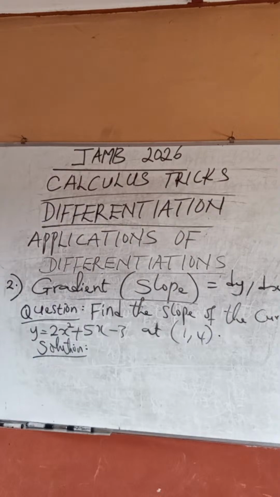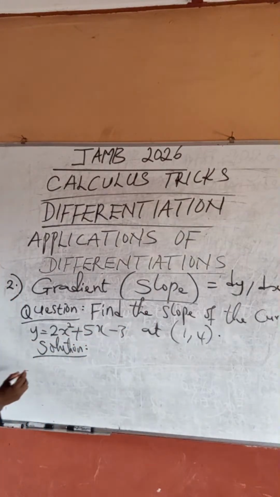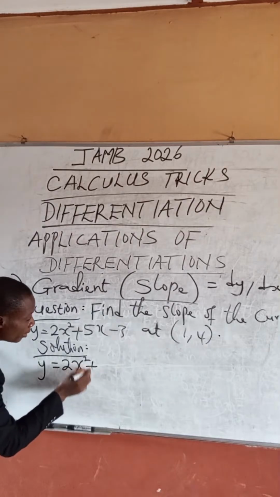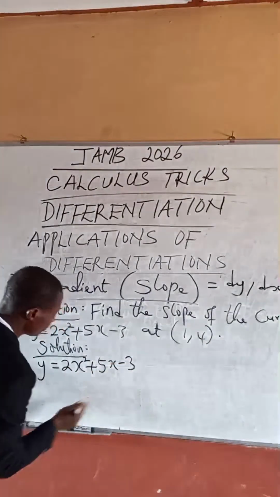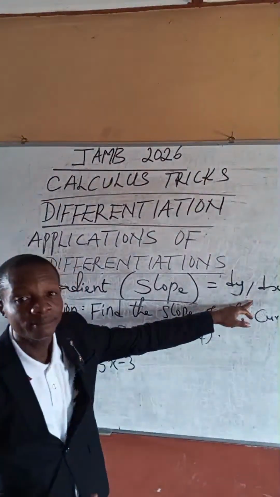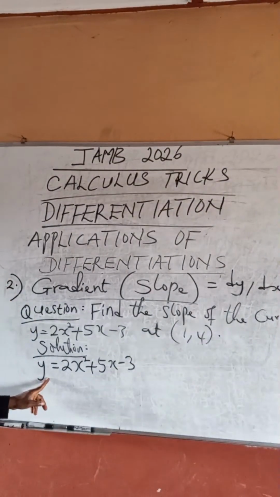Okay, so let's proceed. Find the slope of the curve. This is the curve. First, you are going to write the curve. Don't forget, it's very important. That is 2x squared plus 5x minus 3. You must understand this. Remember, look at what we are looking for: dy dx. Now that you know your y, we know our y, right?